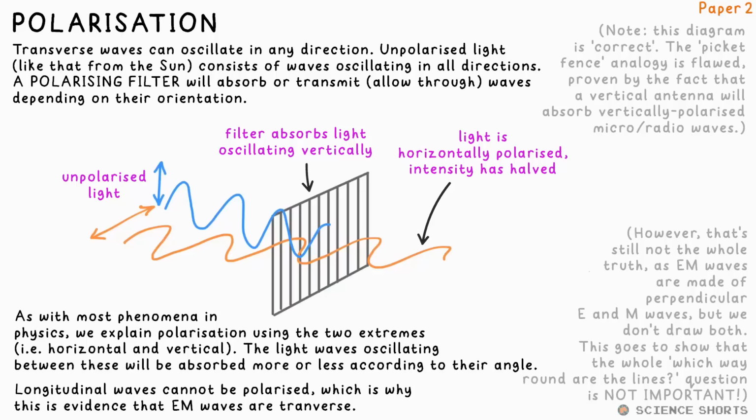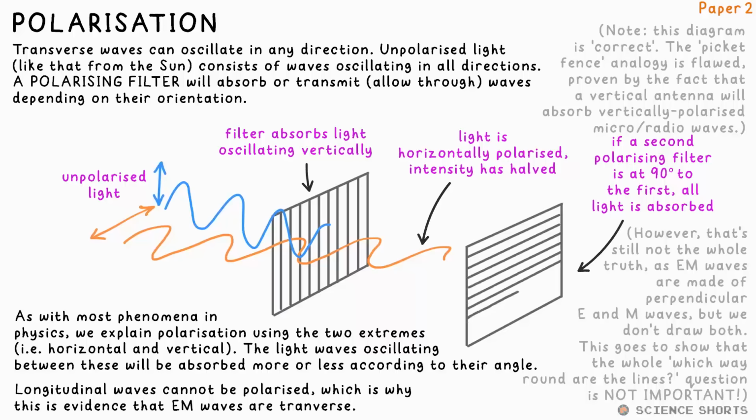This is proven by the fact that if you have a vertical microwave transmitter, the receiver must also be vertical in order to receive them. Waves between vertical and horizontal are transmitted or absorbed according to their angle. It's very complicated in reality, but put simply, the light is now polarized and the intensity of the light is halved. Put another polarizing filter at 90 degrees behind the first one and all of the light is absorbed.